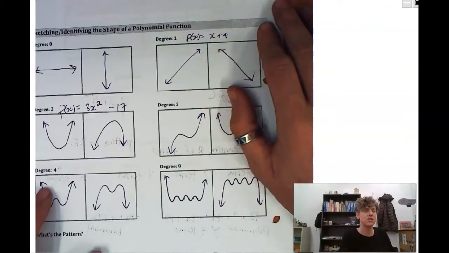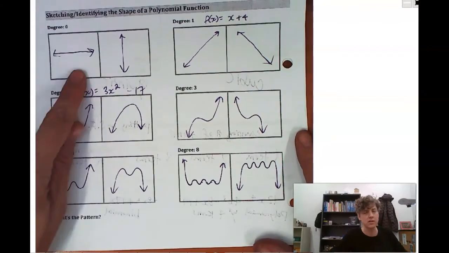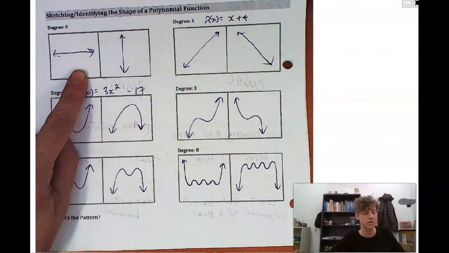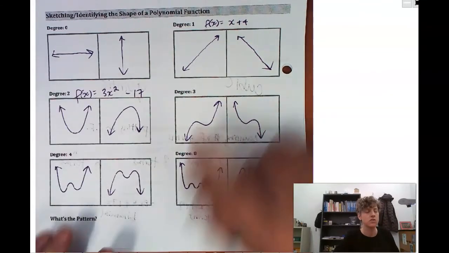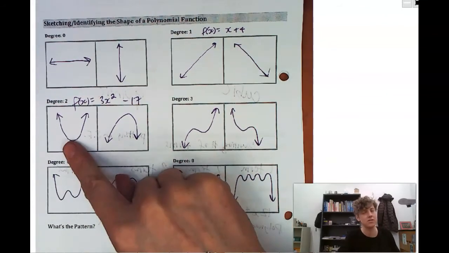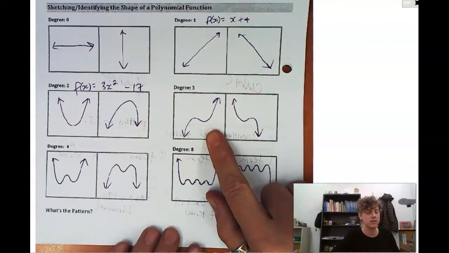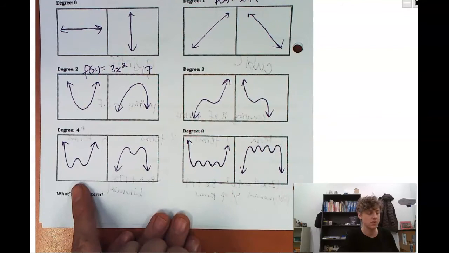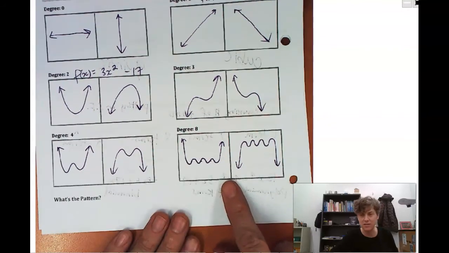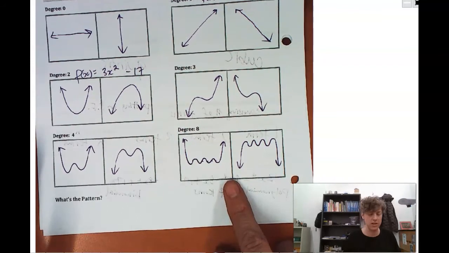We also sketched out shapes of polynomials. Degree 0, boring, straight lines, horizontal or vertical. Degree 1, starting to get more interesting. That's a slanted line. Degree 2, near and dear to our hearts. That's a parabola. Degree 3, that's a cubic. Degree 4, that's a quartic. Degree 8 doesn't even have a fancy name. It would just be a polynomial of degree 8.